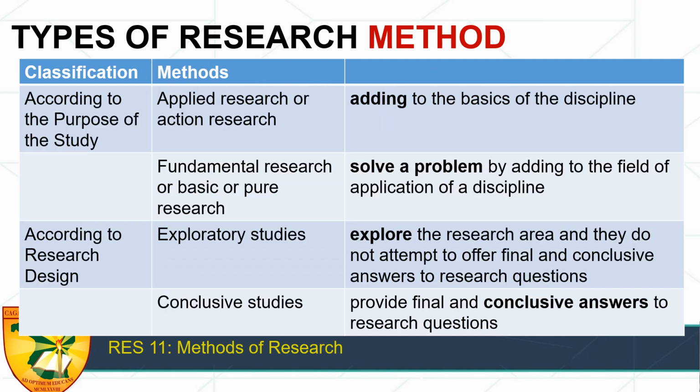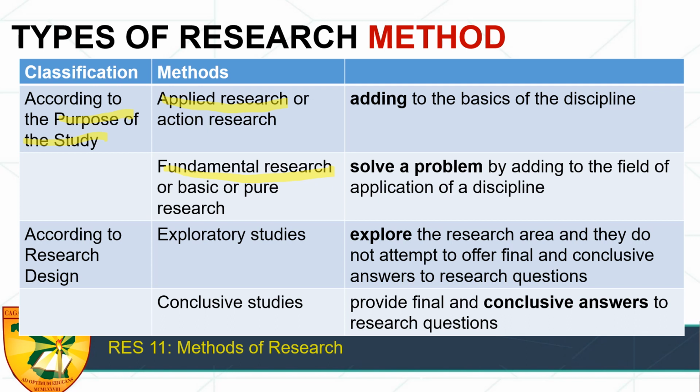On the other hand, the classification of research method according to the purpose, or what it is for in the study, we have applied research and fundamental research. Applied research is commonly called action research. There's an action; you add to the basics of the discipline. Fundamental research, or basic or pure research, is actually the research that we usually have in our college. This solves a problem by adding to the field of application of a discipline.